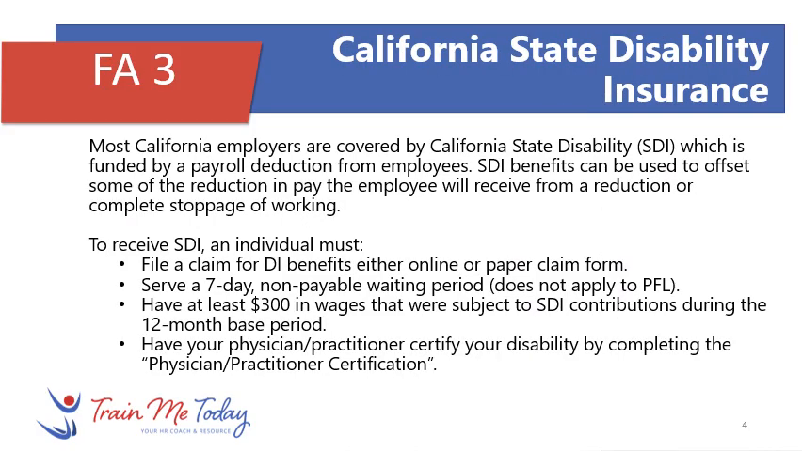Most California employers are covered by California State Disability Insurance, or SDI, which is funded by a payroll deduction from employees. In the event that an employee finds themselves disabled or unable to work their normal schedule, SDI benefits can be used to offset some of the reduction in pay they will receive from a reduction or complete stoppage of work.